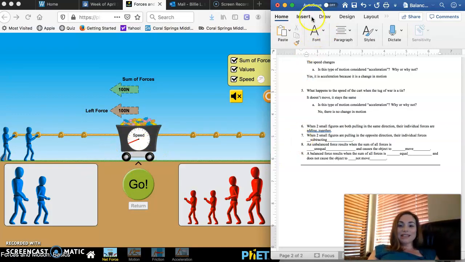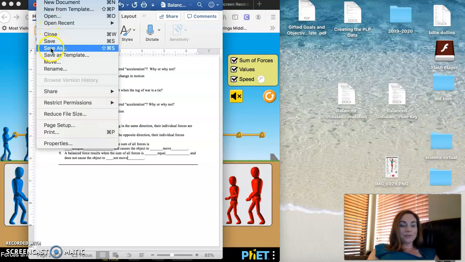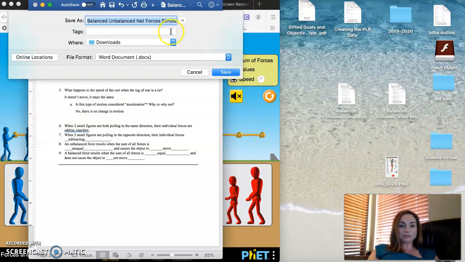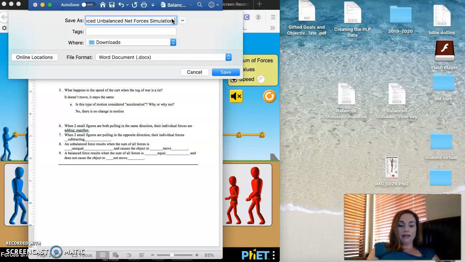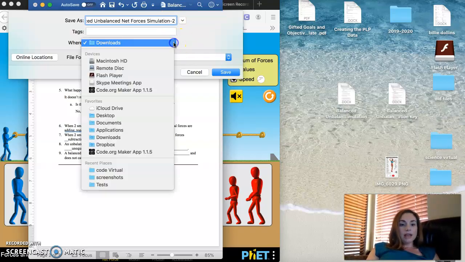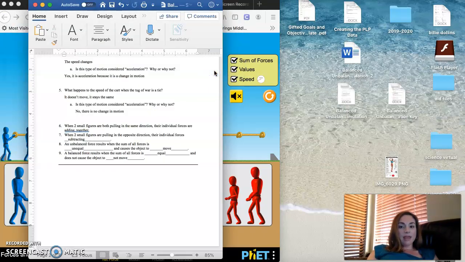All right, so the last thing you're going to want to do is save this document. So File, Save As. You can keep the title the same. I'm just going to add a little 2 here. And you could save it wherever you want. I'm going to save it on my desktop. And then you can email that assignment to me. You can send it in the inbox. You could take a picture of it and upload the picture, or you could just upload that document into Canvas.